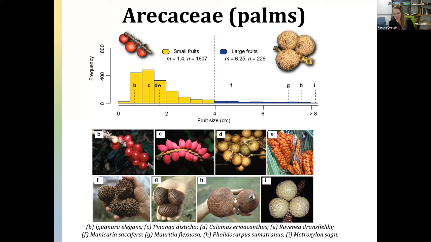They're dispersed by water. And as you can see here in the top figure, most of them have small fruits, so smaller than 4 centimeters. But we still find at least 10% of the species that have these very large megafauna fruits. And you can see a couple of examples of these fruits here. So as you can imagine, there's not so many animals that can swallow these fruits.